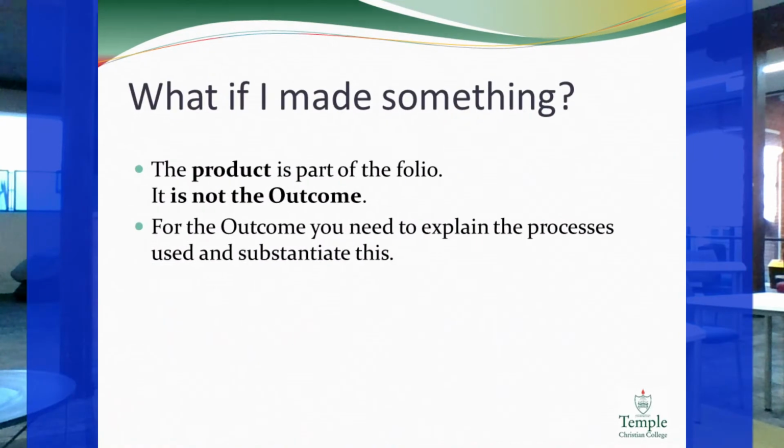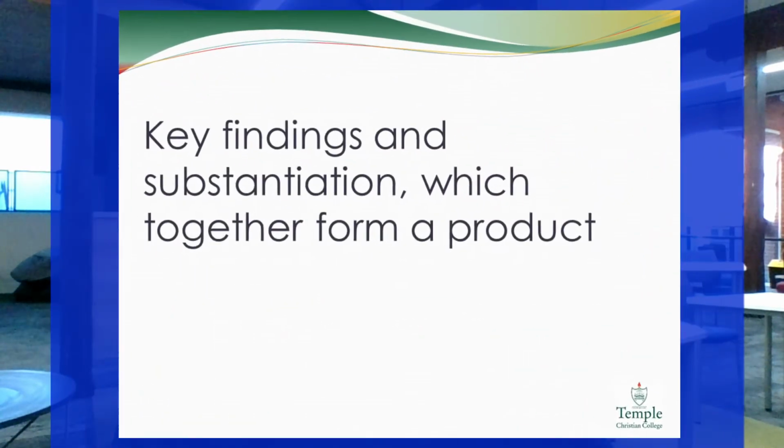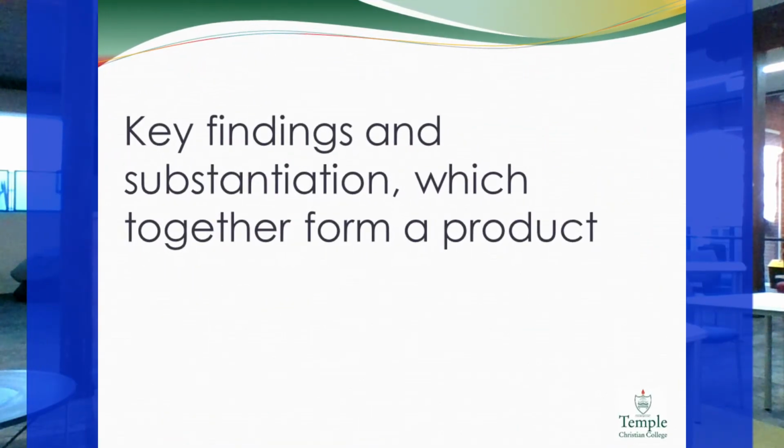If you have made something, then that's a product. It belongs in the folio. It's not the outcome. So just because you made something, that isn't an outcome. It's a folio product. For the outcome, you need to explain the processes used and substantiate it. So key findings and substantiation, which together form your product.